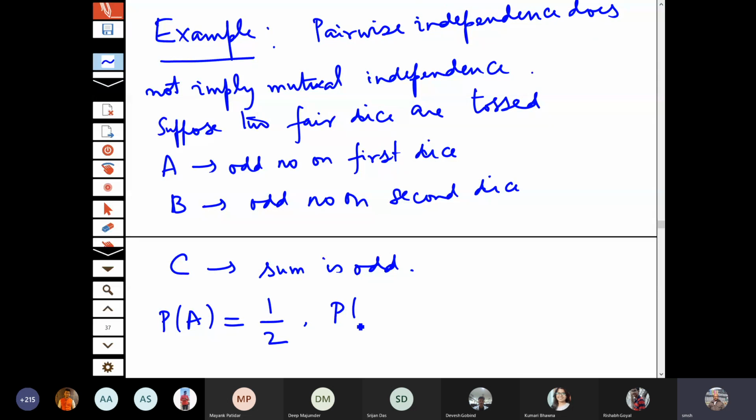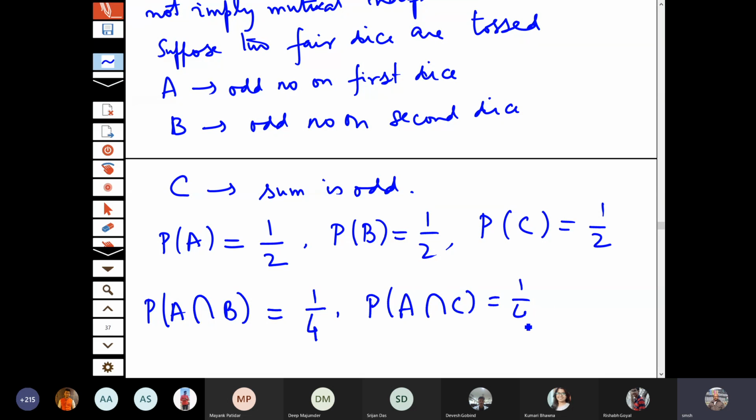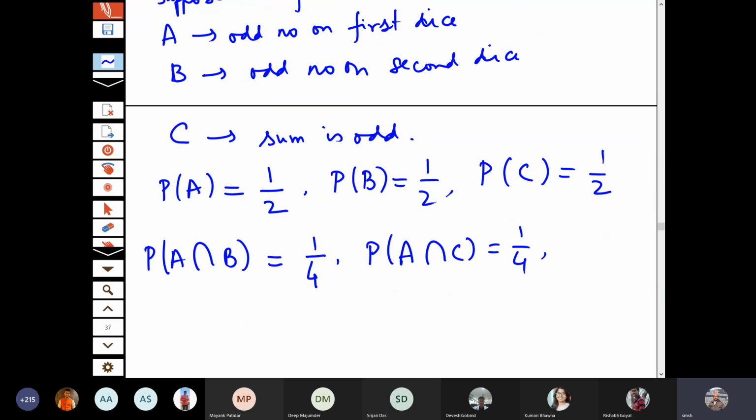Probability of B is half. And what is the probability of C? That is also half. If I look at probability of A intersection B, that is equal to 1 by 4. Probability of A intersection C is also 1 by 4. And the probability of B intersection C is also 1 by 4.